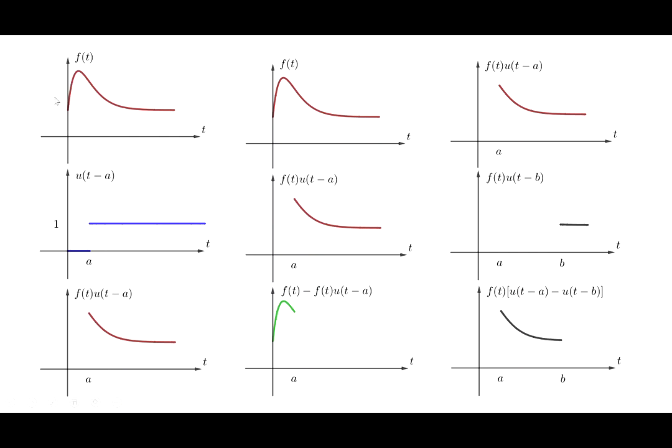Now look at this one. The original f of t looks like this. Then the graph of f of t times u of t minus a minus u of t minus b is the same as the graph of f of t on the interval a to b. How does it look? Whatever it looks like is this graph. You want to get f of t times u of t minus a minus u of t minus b. You pick the graph of f of t on the interval a to b. That's what you get. Right?